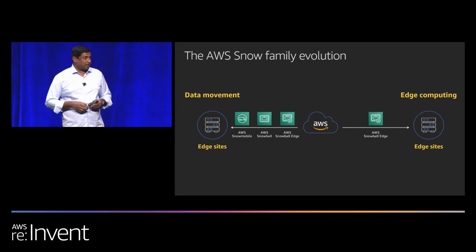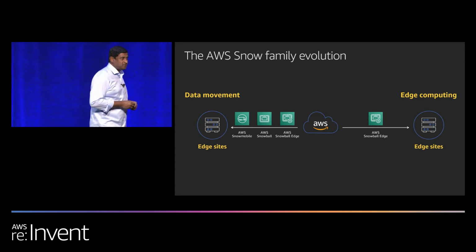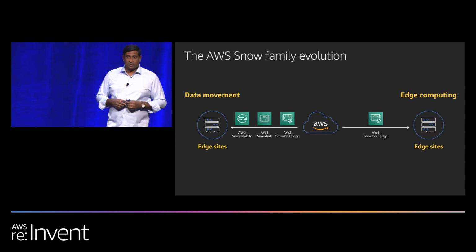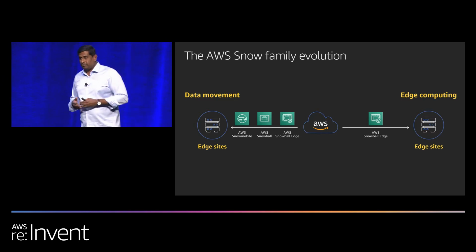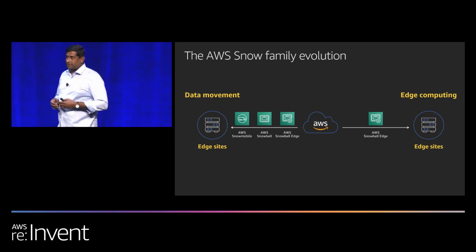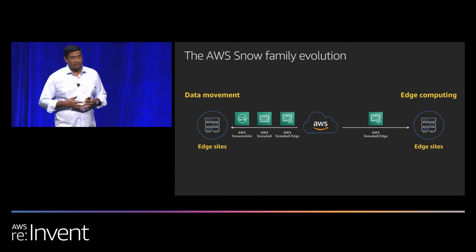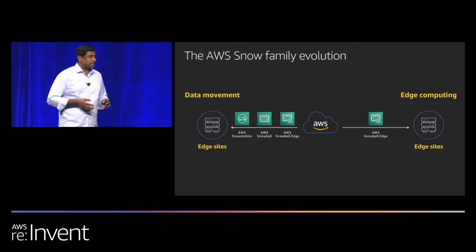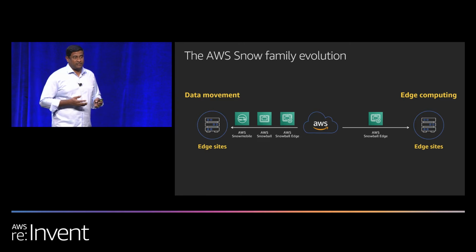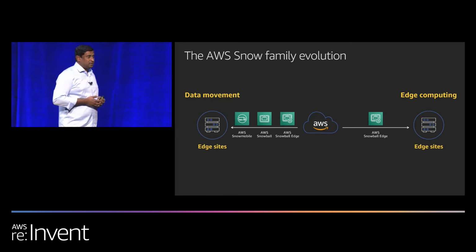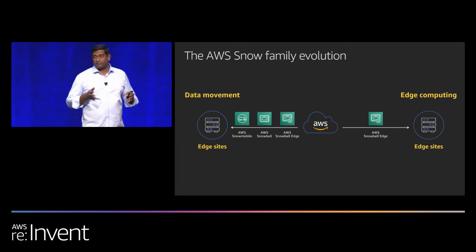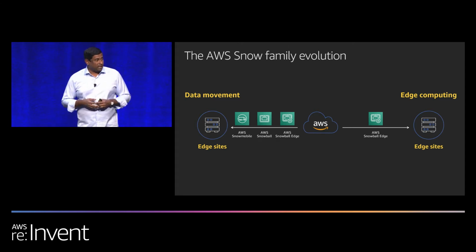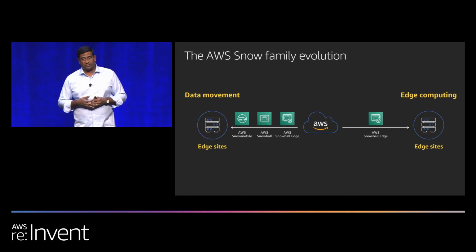An example of a customer who used the Snowmobile devices is Digital Globe, who's now a group within Maxar. And Digital Globe is one of the world's leading providers of high-resolution satellite imagery and data analysis behind it. They moved 17 years of data, content, and images from their data center to the AWS cloud using the Snowmobile devices over a period of just 4 weeks.